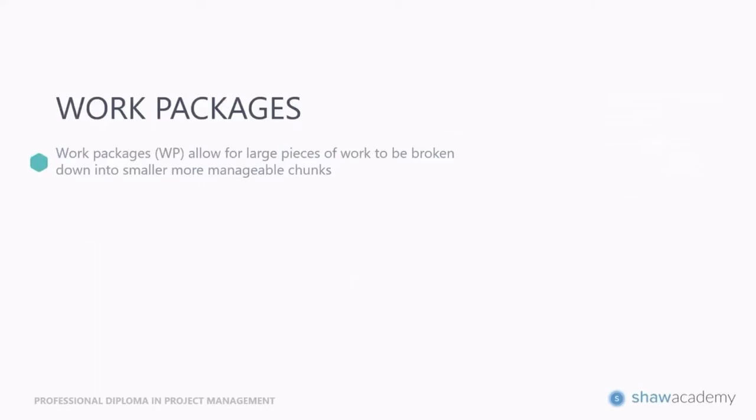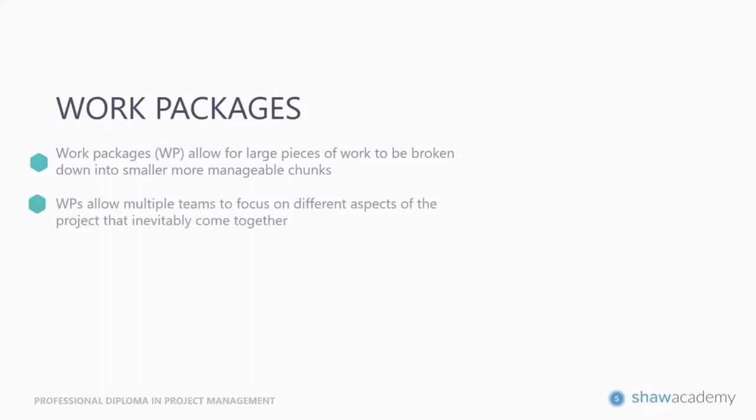I've also mentioned work packages already within this lesson, so let's break that down a little bit further. Your work packages allow for larger pieces of work to be broken down into smaller, more manageable chunks. So rather than just saying, organize a venue, you're breaking it down into the smaller steps that need to be accomplished in order to do that. It's going to allow multiple team members to focus on different aspects of the project that are inevitably going to come together. What we mean by this is you can have one resource working on a work package under one summary task, and later in the day they can work on another aspect that falls within their speciality group.